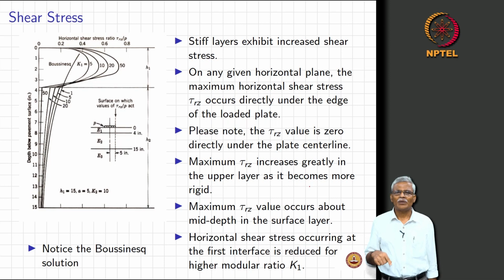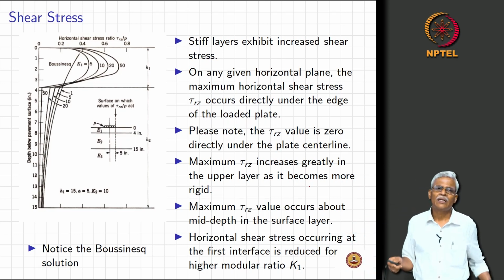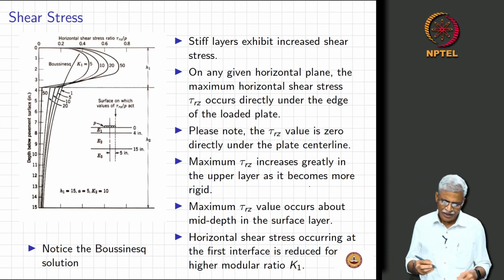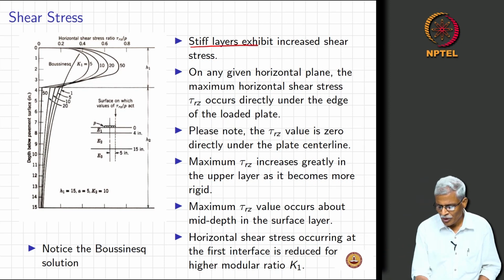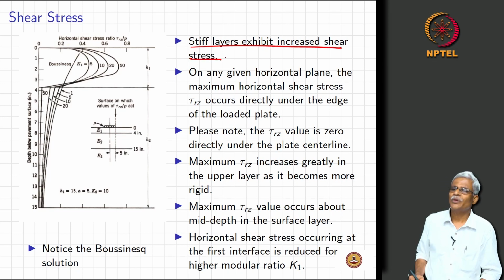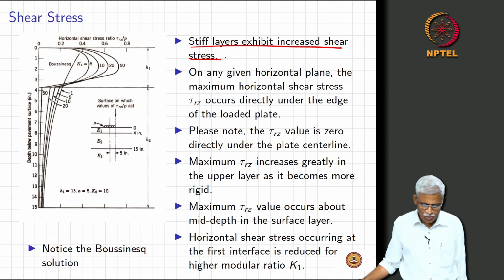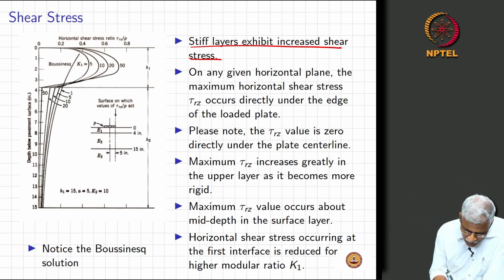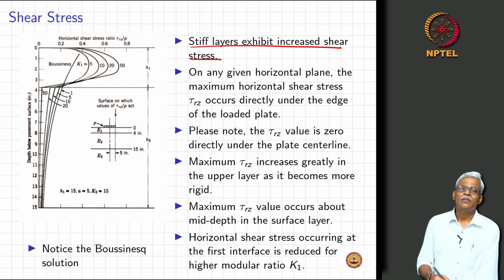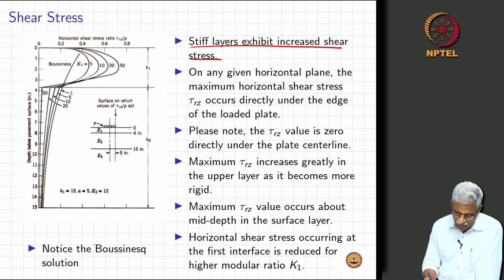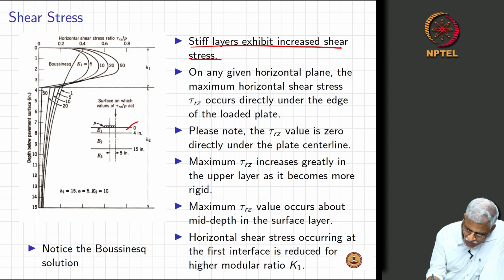When you increase the modulus value of, let us say, this topmost layer, its shear stress will increase, and in fact the most important thing that you need to understand is that stiff layers will exhibit increased shear stress. So, which means, now take a look at it. So, this is the load per unit area, E1, E2, E3, and in fact these results that you see here correspond to a layer thickness of 4 inches, roughly 10 centimeters.